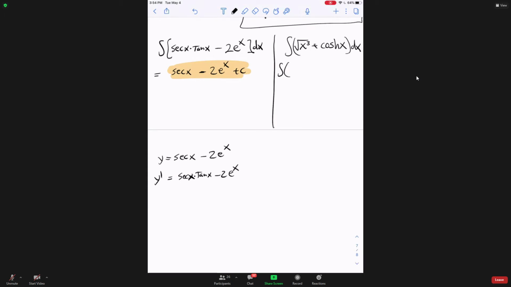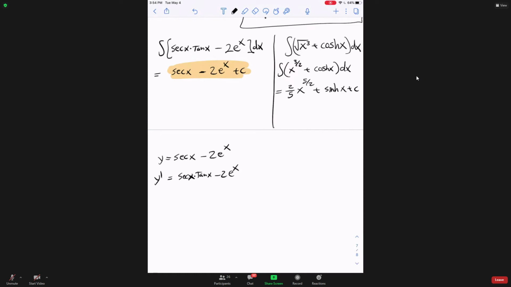So this is x to the 3 halves plus cosh of x. You don't really need to do anything with the cosh. You just have to rewrite the radical. Now I'm ready to take the antiderivative. So you add 1 to the exponent. 3 halves plus 1 is 5 halves. Divide by 5 halves is the same as multiplying by 2/5, plus the antiderivative of hyperbolic sine is the hyperbolic cosine. I mean, sorry, hyperbolic sine is the answer.